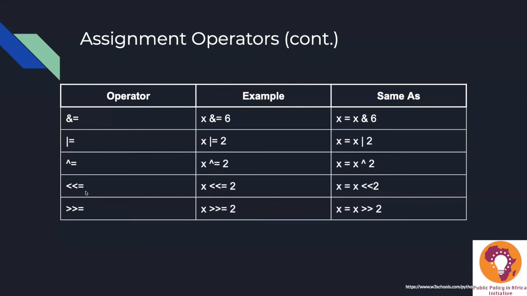So this is a left shift equals. This is shifting your bits to the left. You shift to the left and you pad zeros on the end of the number. So x left shift equals 2 is the same thing as x equals x left shift 2. And then this one is a right shift, and that's just shifting the bits to the right, padding the left with zeros. x right shift equals 2 is the same thing as x equals x right shift 2.